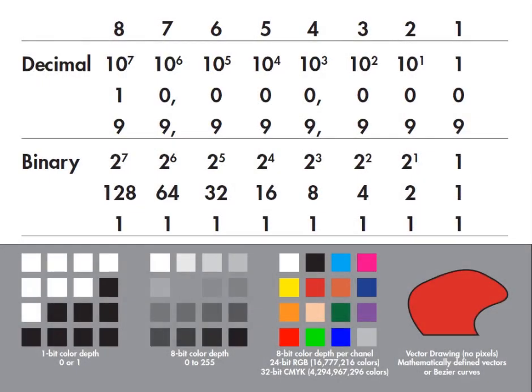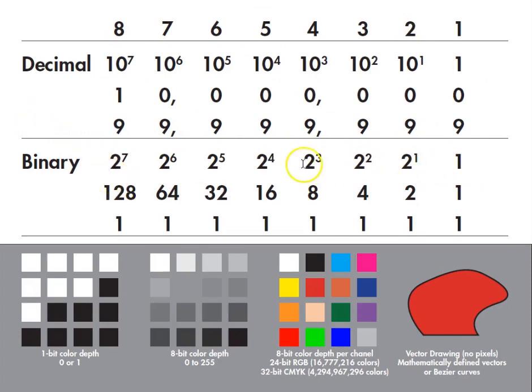Here again, for comparison, is 8 columns of numbers. Eight decimal places would be ones, tens, hundreds, thousands, 10,000s, 100,000s, millions, and 10 millions. So the largest number that you could do in decimal with 8 places would be 99,999,999.